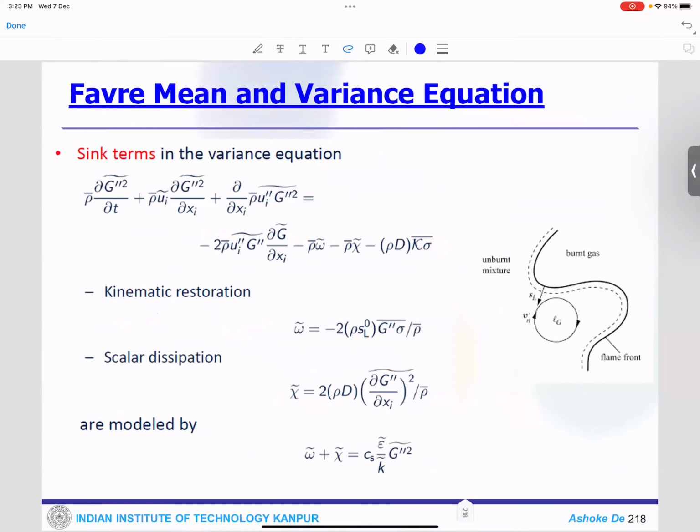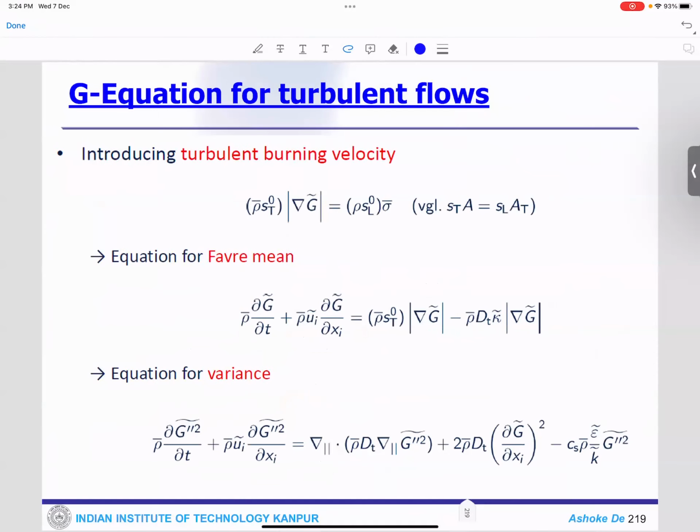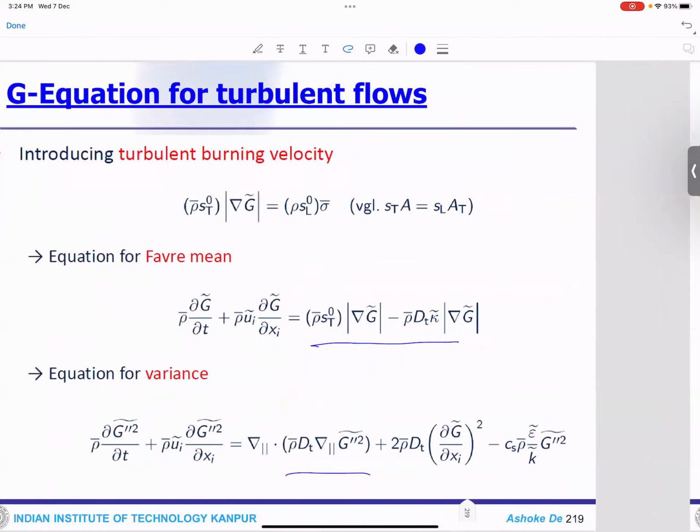In those terms, this is one term, the kinematic restoration term. Then you have a scalar dissipation term, which is modeled using information from the turbulent flow field, which is there as epsilon and k. So you introduce the turbulent burning velocity here. Finally, you will modify the right hand side. You see that, and don't worry about this side too much.